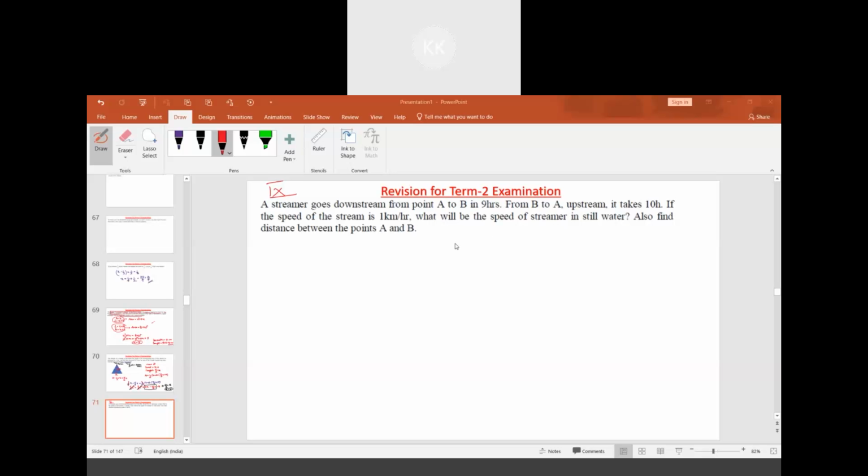Sir, what is still water, sir? Is it stationary in motion? Still water is not moving. In layman's words, I can say it's standing water. Sir, they have given the speed of the stream, 1 kilometer per hour.